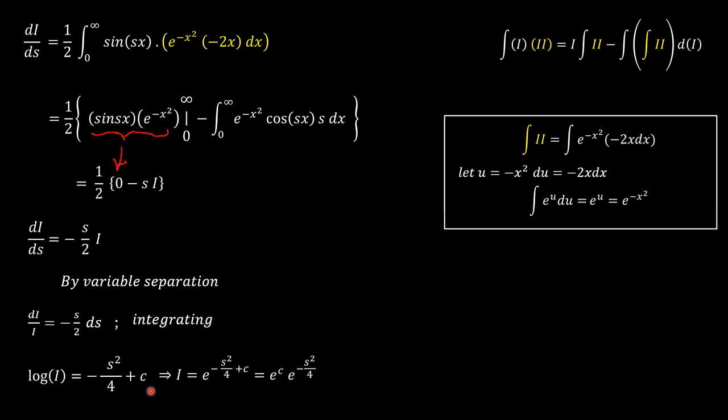Taking log to the other side, I is equal to e to the power minus s square/4 plus some arbitrary constant c, which I can write as e to the power c into e to the power minus s square/4. e to the power c, let me consider it as some constant k into e to the power minus s square/4. From the previous slide, the Fourier cosine transform of the function f of x is given by k into e to the power minus s square/4.